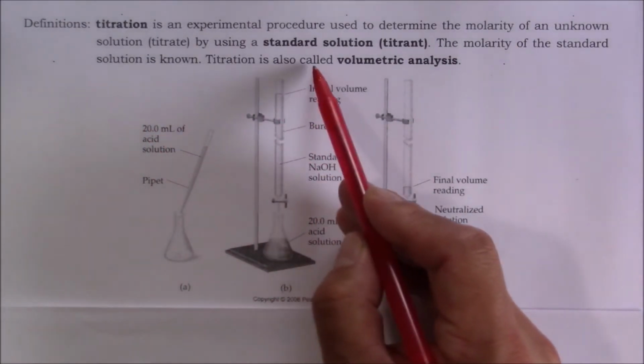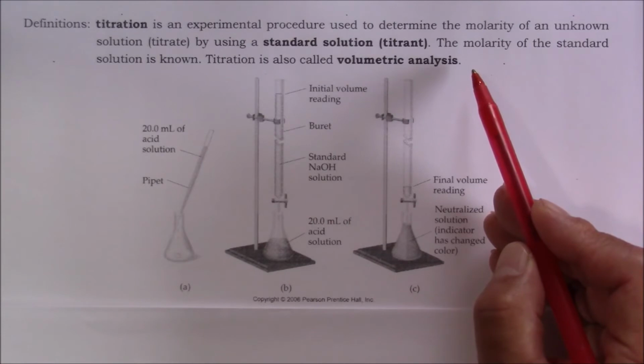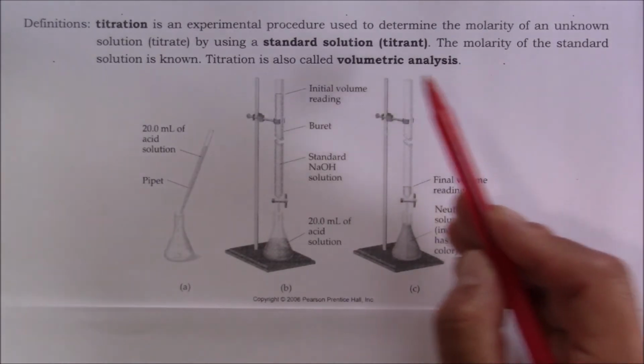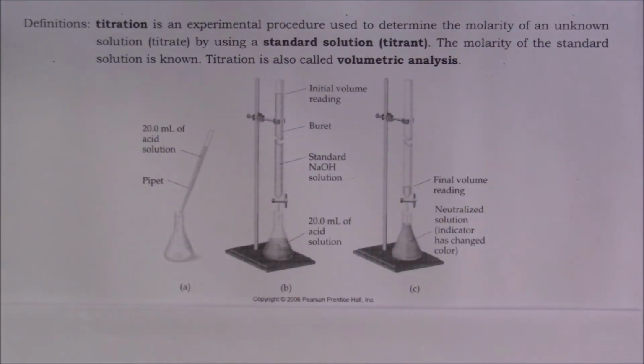Titration is also called volumetric analysis because when we calculate the molarity of the unknown solution, we need to use the volume of the standard solution. That's why it's called volumetric analysis. There are different types of volumetric analysis. One of the most common ones is acid-base titration.